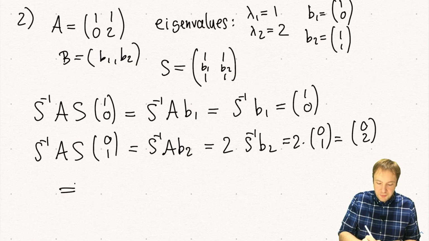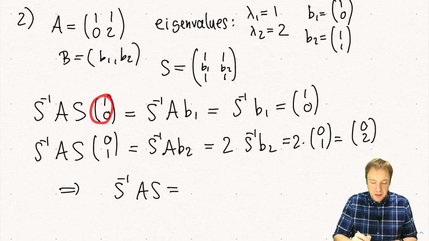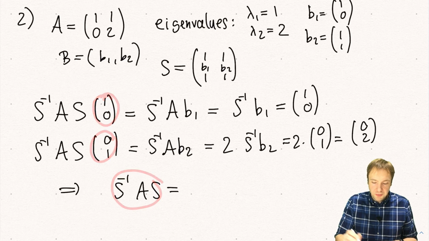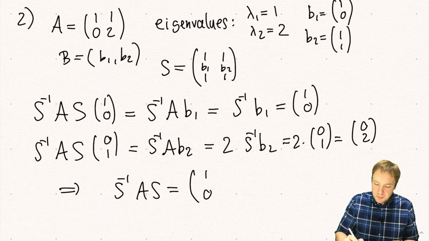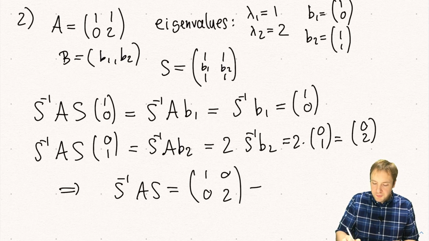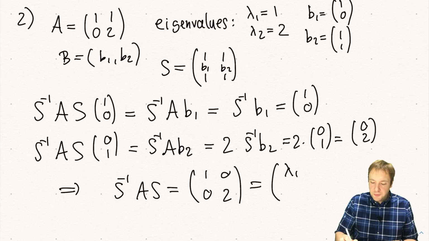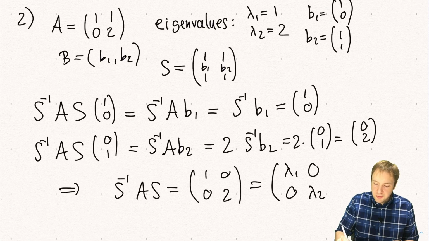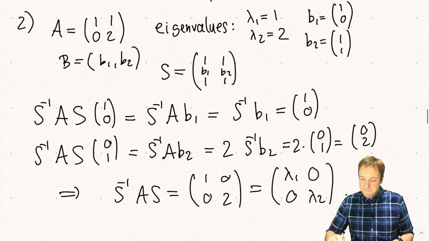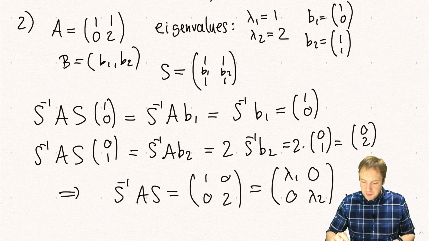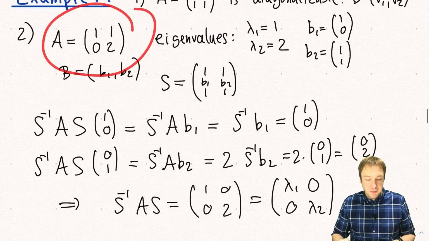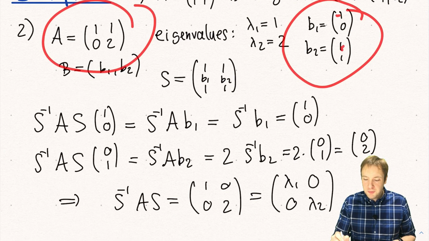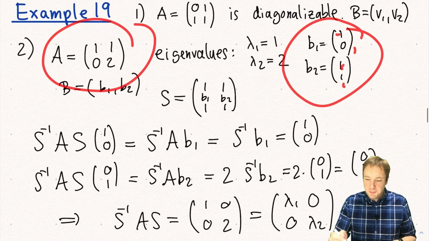And therefore, this matrix S inverse A S, because I know what this matrix does on the unit vectors, these are just the columns of this matrix. So this is 1, 0 and 0, 2. You see here this matrix is exactly, I have the first eigenvalue there and the second eigenvalue there. Okay. So in other words, this matrix is diagonalizable, but this we already knew at this point because these two vectors are linearly independent and therefore they are a basis for R2.